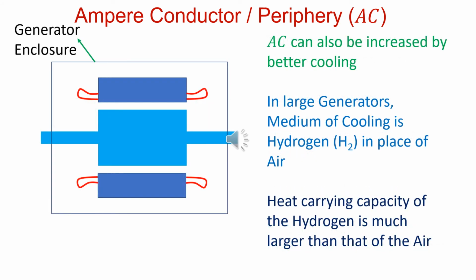Ampere conductors can be increased by better cooling. In very large turbogenerator, hydrogen is used as a medium of cooling. Heat carrying capacity of hydrogen is 8 times larger than that of air. Moreover, hydrogen is light and compressor is able to move more hydrogen in a cooling circuit.